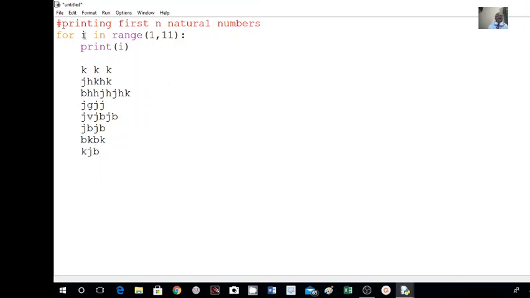That means i takes the value 1 the first time, then all these statements are executed. Suppose the next statement is here, outside the body. i takes the value 1, and all these statements are executed the first time. When it comes to this place, it automatically understands that the body of the for loop ends here. Again it goes back to the for line, i takes the value 2, and all these statements are executed again.